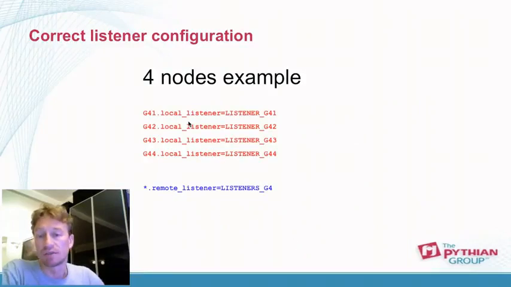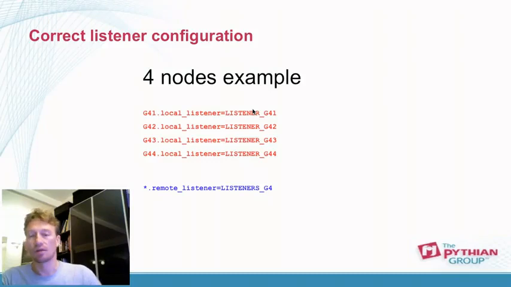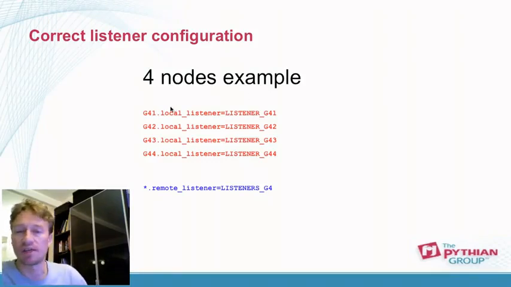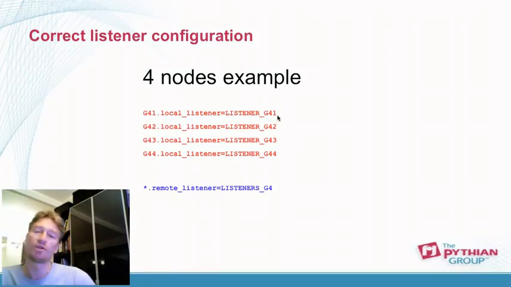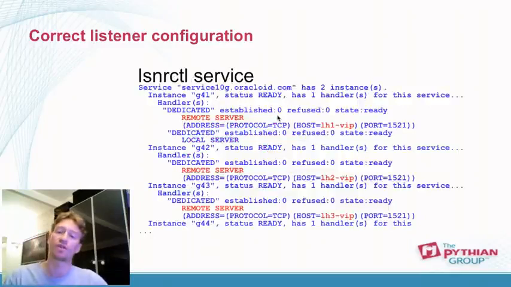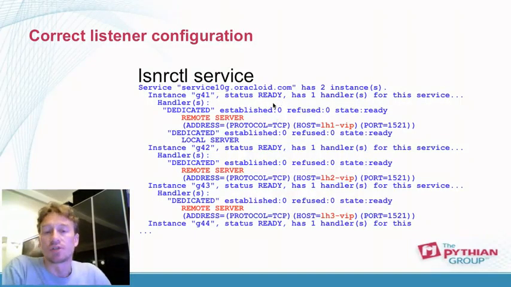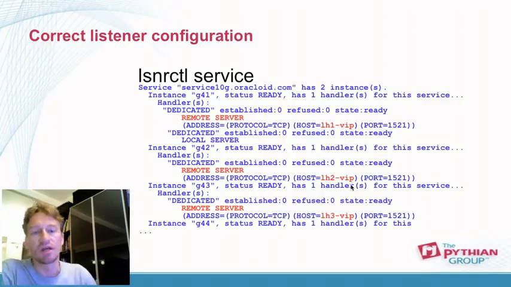So what needs to be done is you need to add those connection descriptors as I already showed, and for the 4 nodes example like here, for each instance you need to set the local listener appropriately, referencing the local configuration, local listener. So what you will see now when you call lsnrctl services, you will see in the details of the service that all the remote instances are using the virtual IP, and this is how it's supposed to work, right?